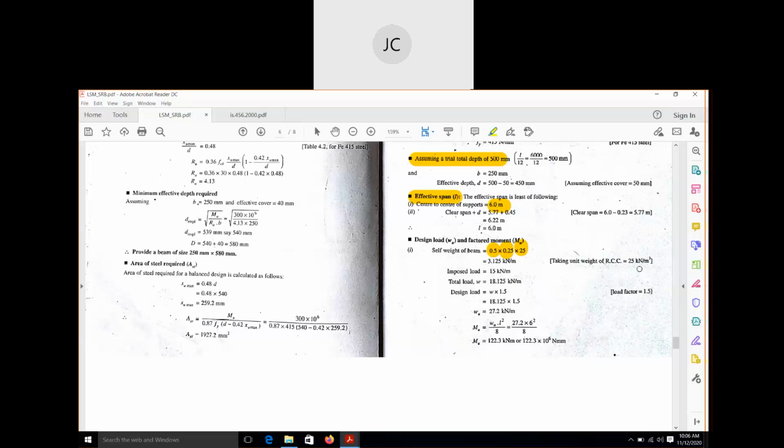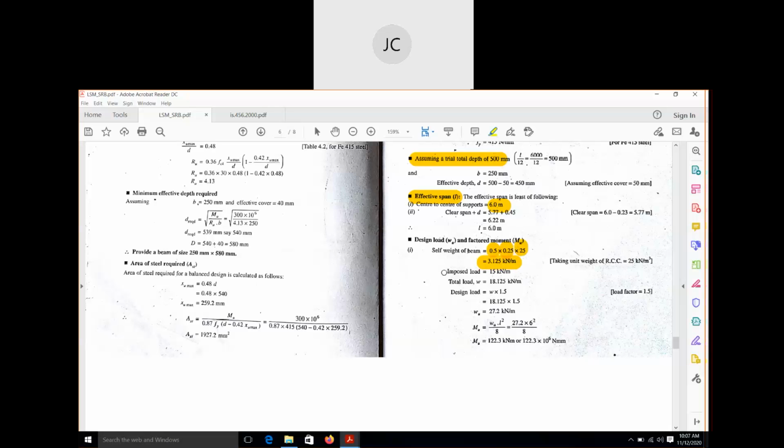This value is always constant. The unit weight of RCC is always 25 kilonewton per meter cube. So depth into width into unit weight. If you multiply these three values, you will get the total self weight of the beam. So now you have got the self weight of the beam as 3.125.